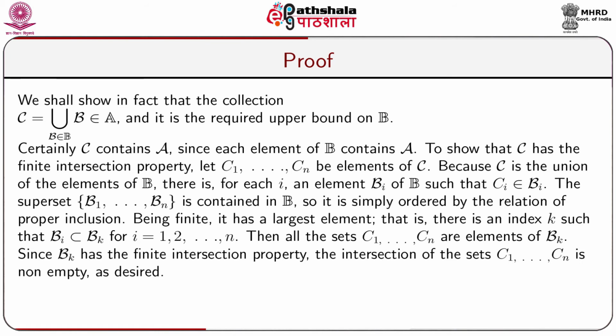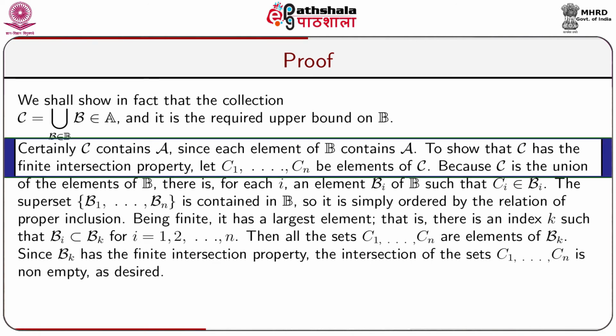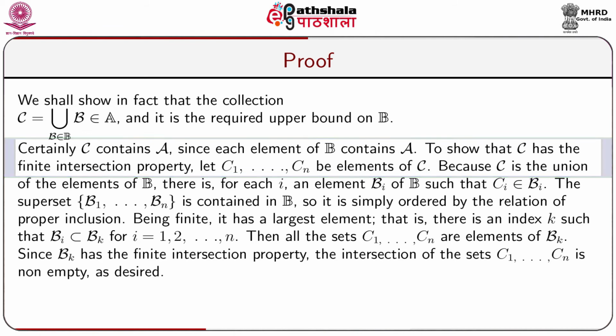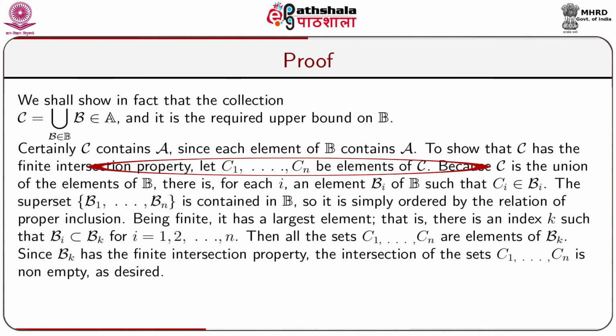To show that script C is an element of blackboard bold A, we must show that script C contains script A and that script C has the finite intersection property. Certainly, script C contains script A, since each element of script B contains script A. To show that script C has the finite intersection property, let C1, C2, ..., Cn be elements of script C.